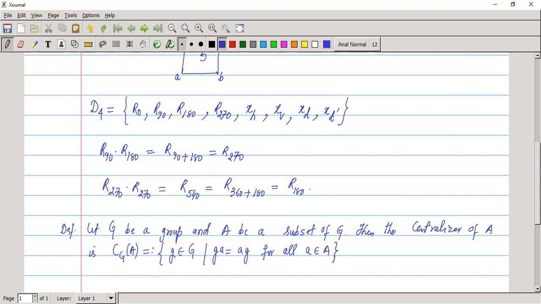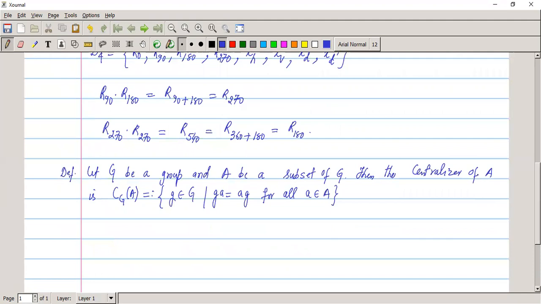So therefore we can see that the centralizer of a set A contained in a group G is the set of those elements of G that commute with all the elements of A. For example, if G is equal to D4, that is defined earlier, and suppose we choose A to be the set of all rotations, it is R0, R90, R270, and R180. There is no problem with the order of the elements. So let this be the set of all rotations from D4, and so we choose A to be a subset of D4.